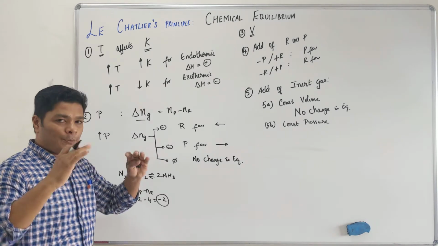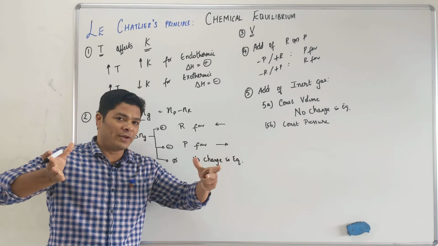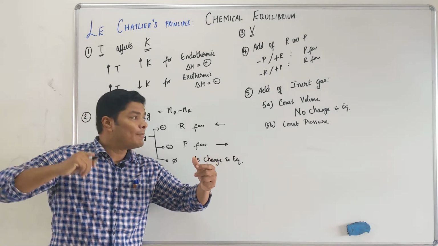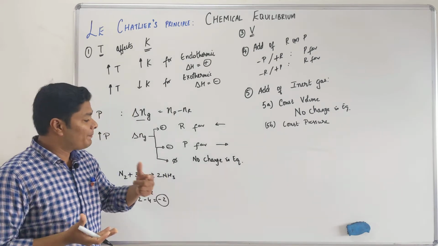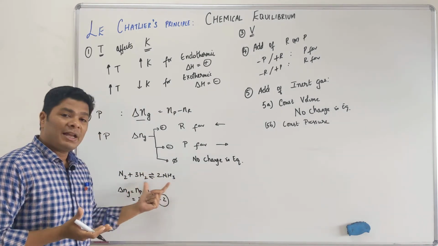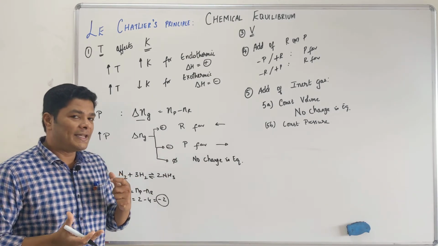If you add inert gas, the pressure will go up. At constant volume, the room size is fixed. You are adding more gases, the pressure will go up, but it will go up equally for both sides. It will affect both of them equally, so no change. Only at constant pressure are there changes.